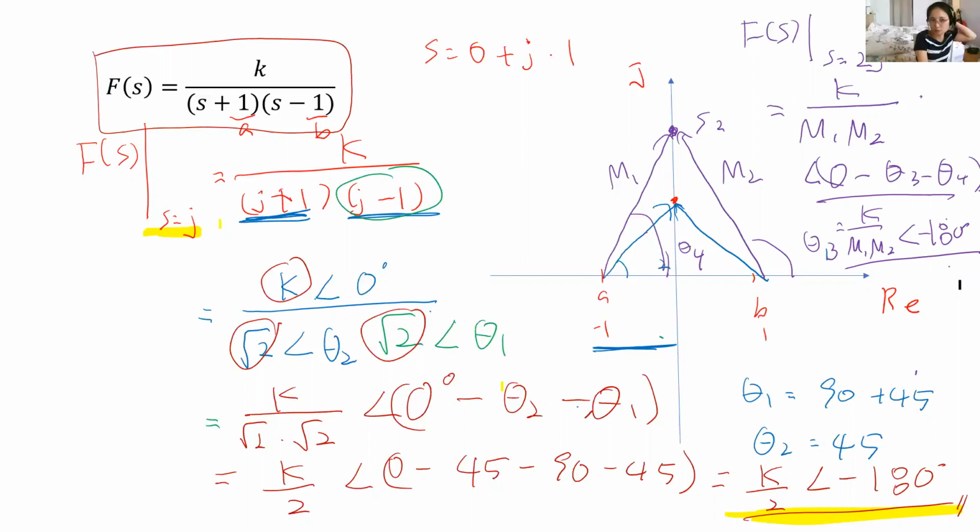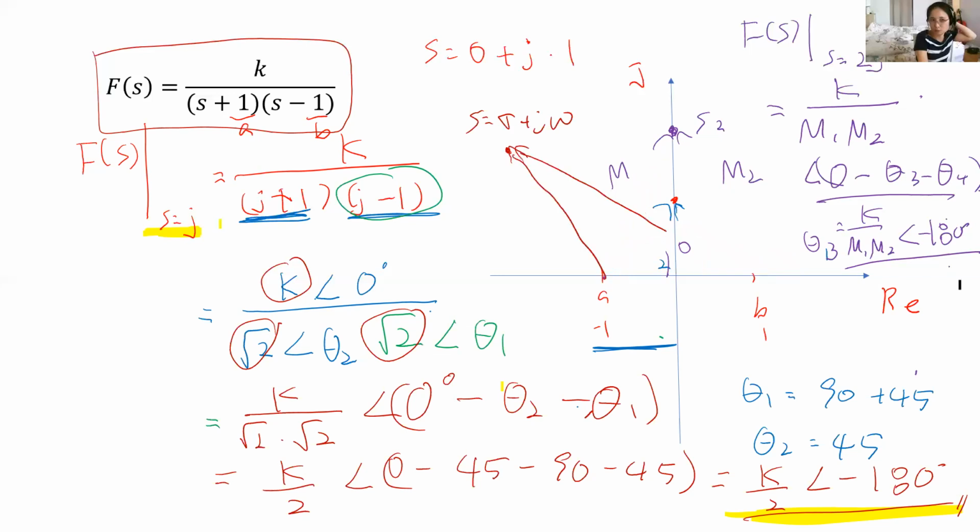My point, the last point, is that you can do the same thing even for the general S equals sigma plus J omega. So let's remove everything here. And then you can just draw this vector and then calculate magnitude and then calculate angle and plug into the F(S), and we get the answer. Okay. And this is for today.